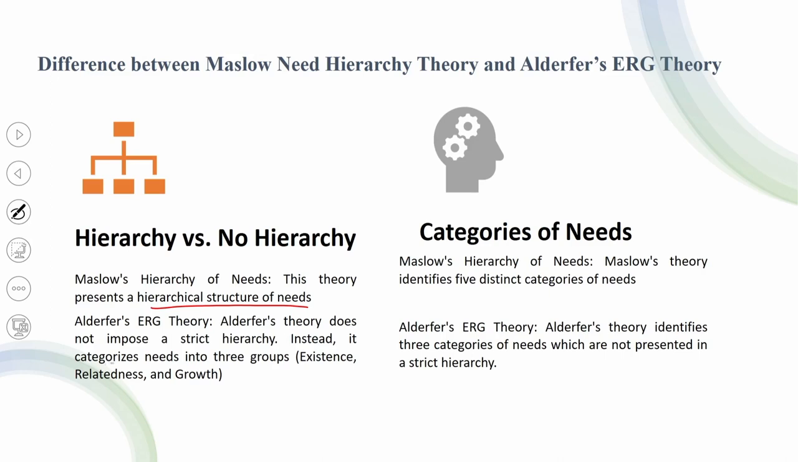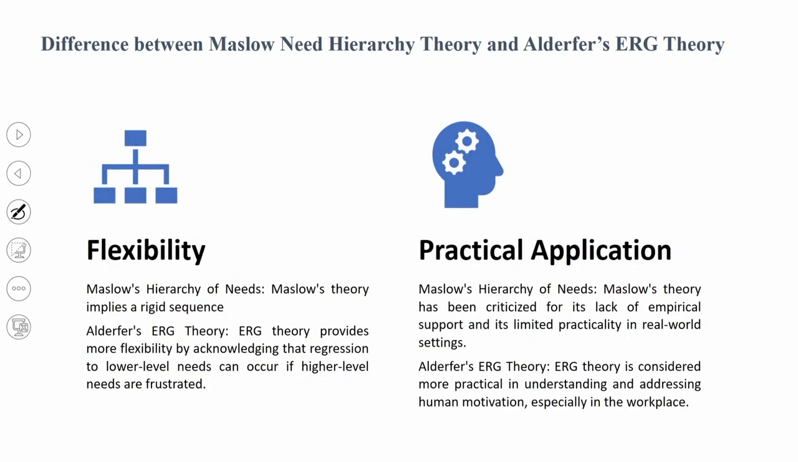Instead, it categorizes needs into three groups. Looking at the categorization itself, Maslow has five distinct categories, whereas Alderfer's theory comes with these three categories of ERG. So this is not a strict categorization as in the case of Maslow. Yet another difference would be flexibility. Maslow's hierarchy of needs implies a rigid sequence, whereas Alderfer's ERG theory is more flexible by acknowledging that a regression from one level to the previous level can happen.